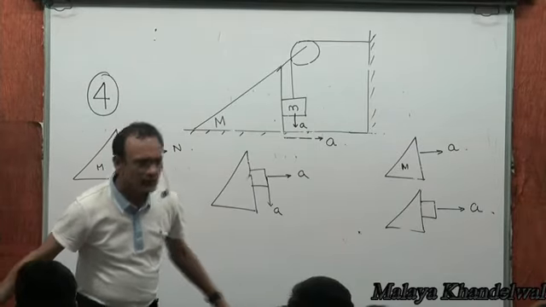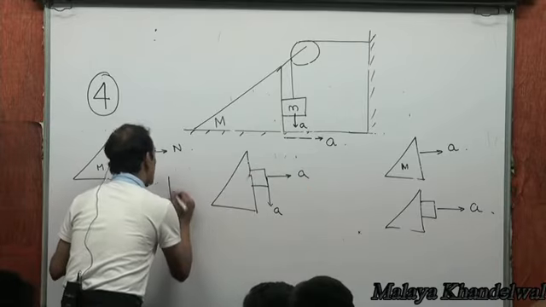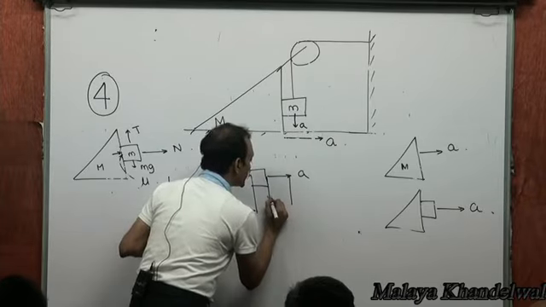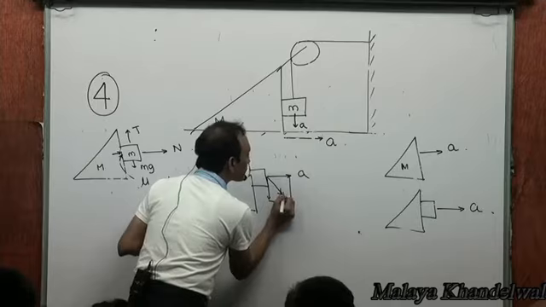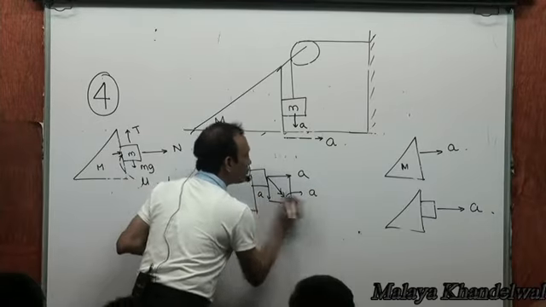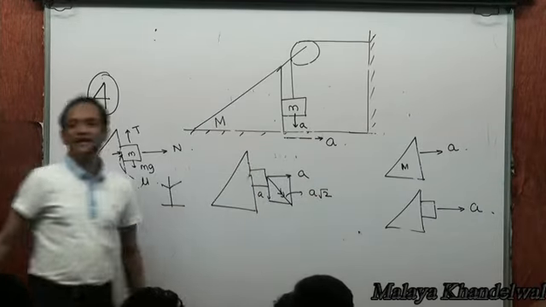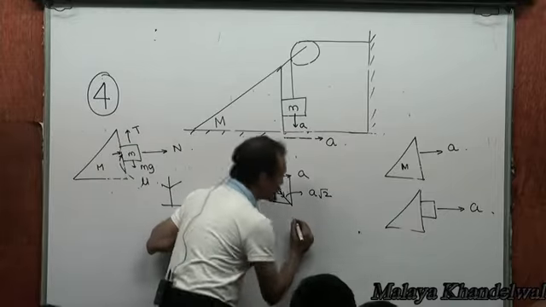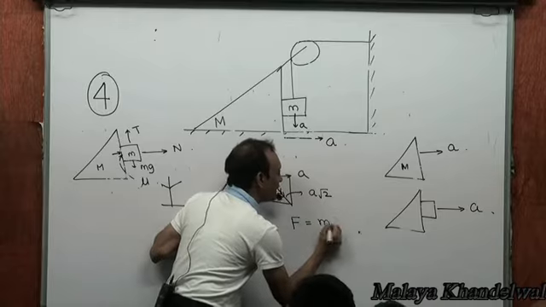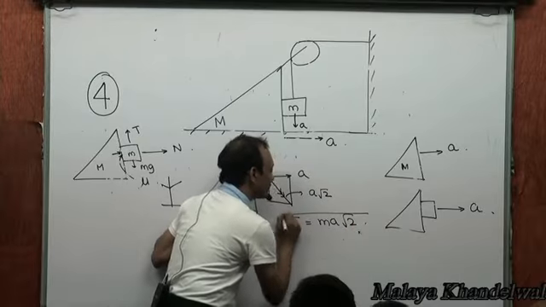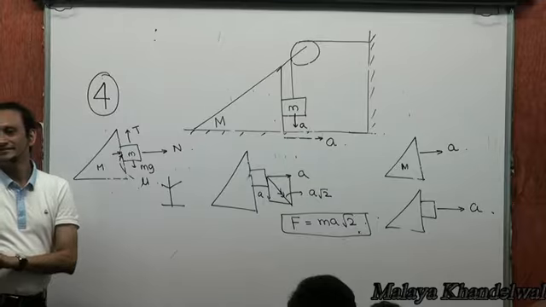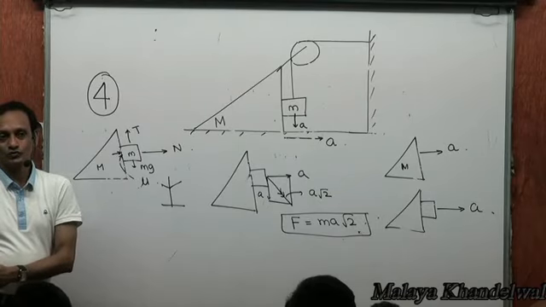Yes or no? And therefore, as seen by a ground observer, the net acceleration of small m is going to be a root 2, in this direction. And therefore, the net force acting on small m is going to be ma root 2. All put together, ma root 2.